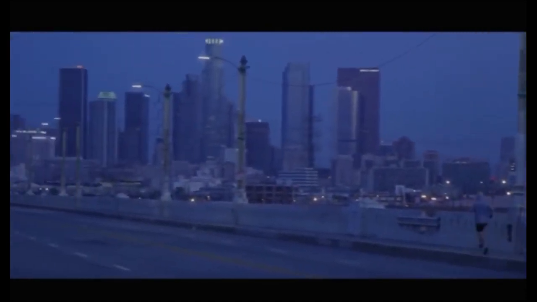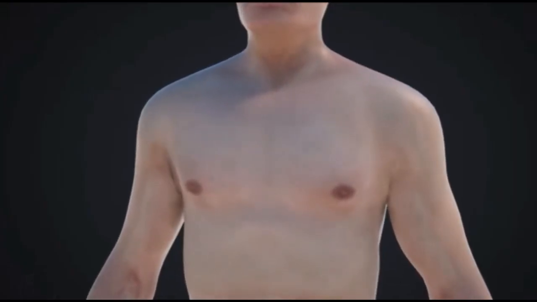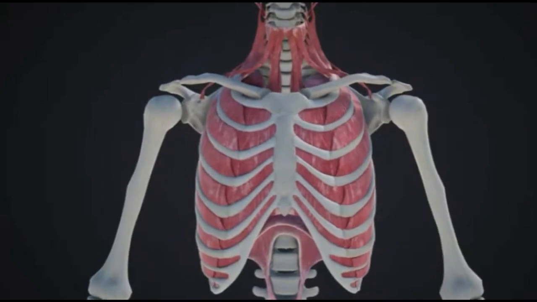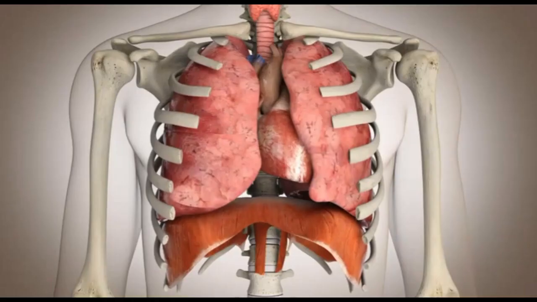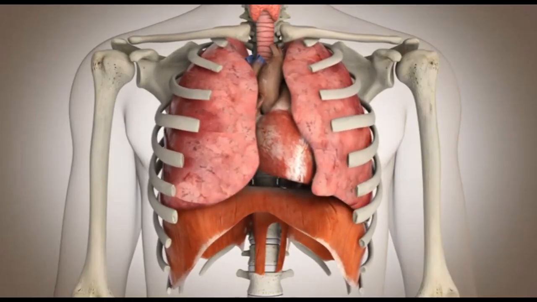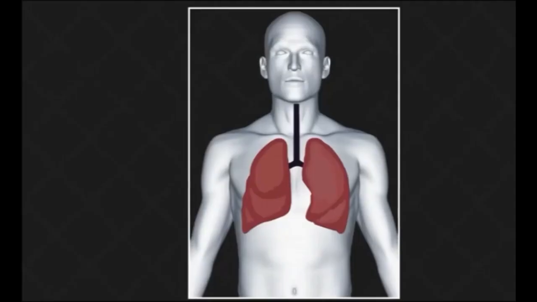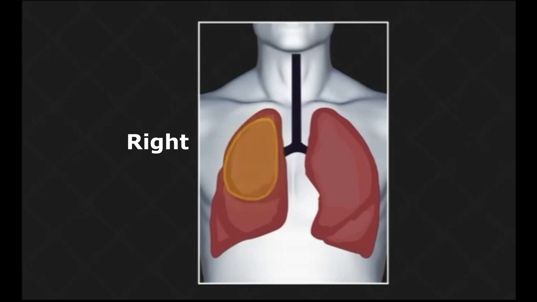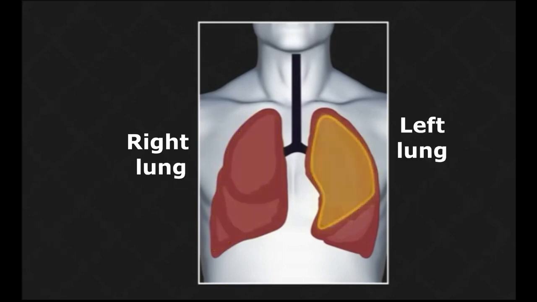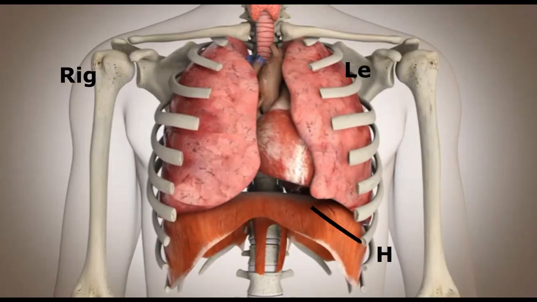What is the main organ for breathing? Your lungs are part of the respiratory system that allows us to breathe. They are located inside our chest cavity. The right lung is divided into 3 lobes. It's bigger and heavier than the left, which shares space in the chest with the heart, and it's divided into 2 lobes.